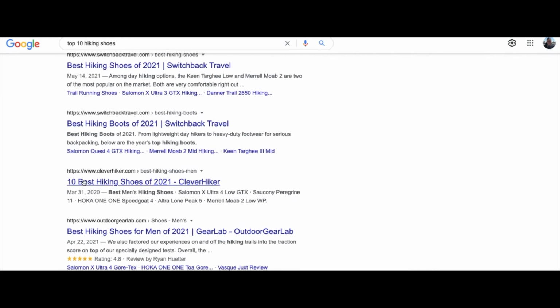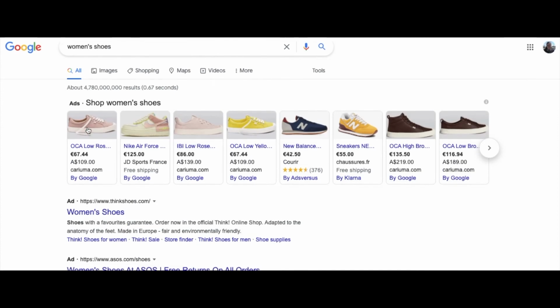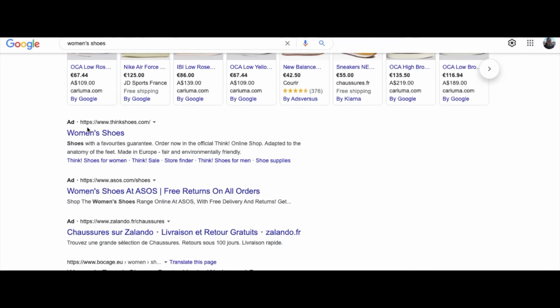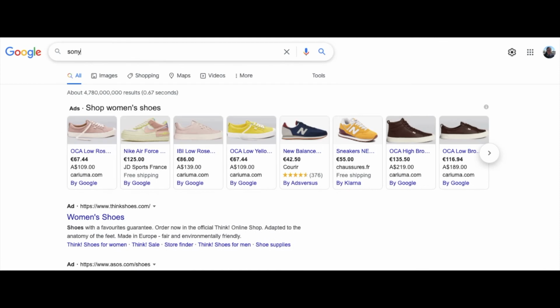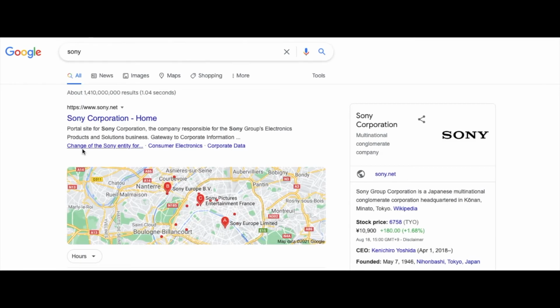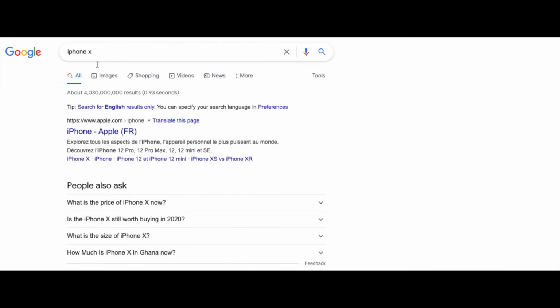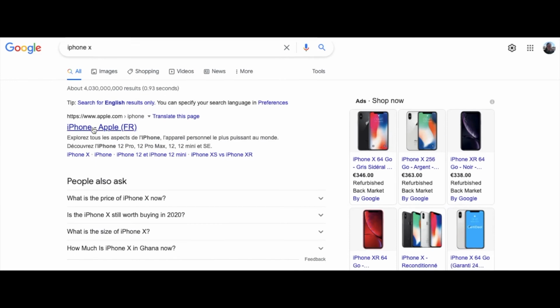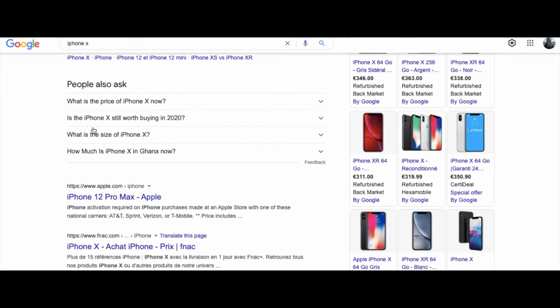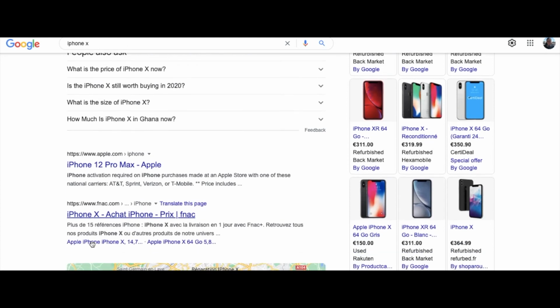They tend to include top 10 best product categories such as women's shoes, specific brands or products such as Sony or iPhone X. Using them on your website, especially on product or services pages, will position you as the expert in your field and comfort your visitors in their choice.